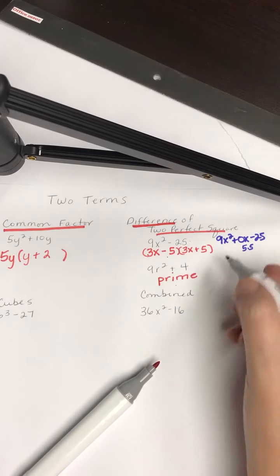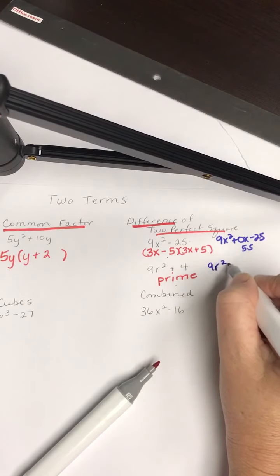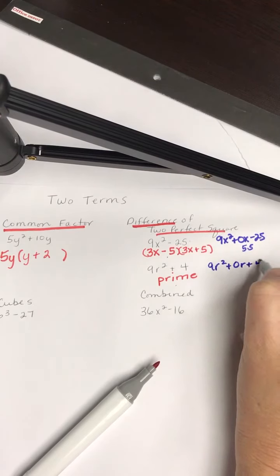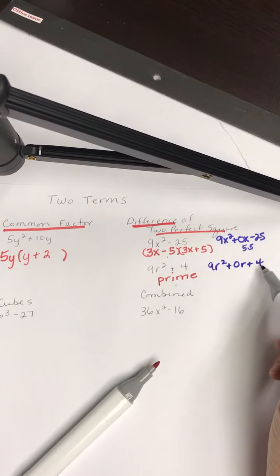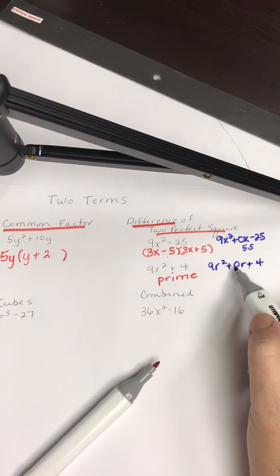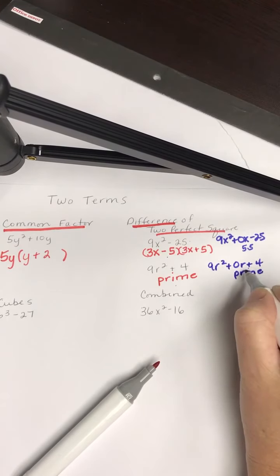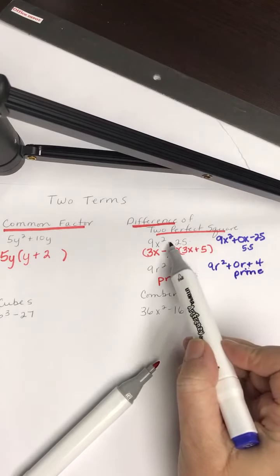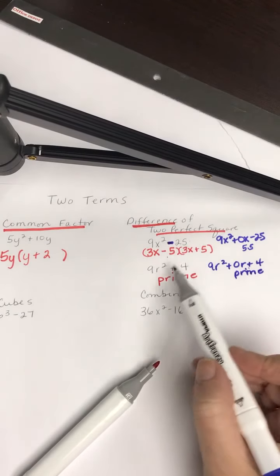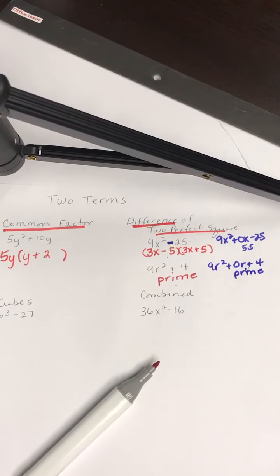But when you look at the second one, if you rewrote this as 9r squared plus a 0r plus 4, you're wanting factors of 4 that add to be 0, and there aren't any, so this one is prime. So it's got to be a minus here in order to factor it. If it's a plus, then your answer is prime.